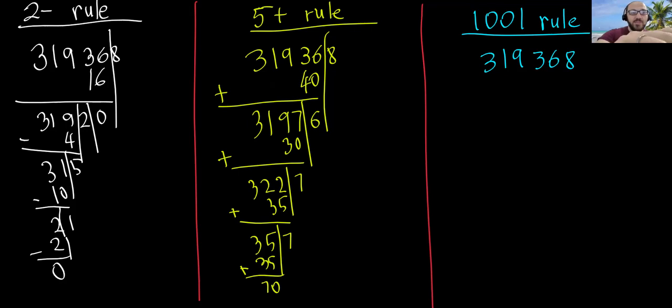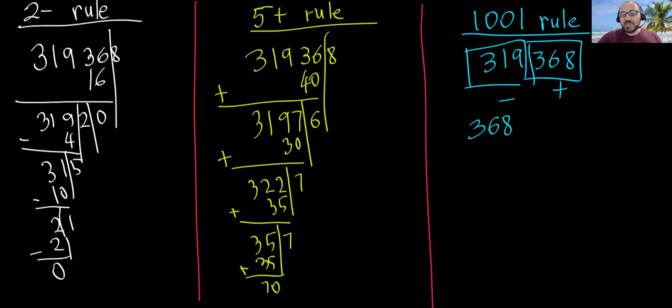And for the last one, we are going to group this in blocks of 3 digits. I'm going to start with the last one as plus and the previous one as minus, etc. It's only 6 digits, so we have only 2 groups. And that's 368 minus 319. So then we get 49 at the end, which is a multiple of 7. So the 6-digit number is a multiple of 7.